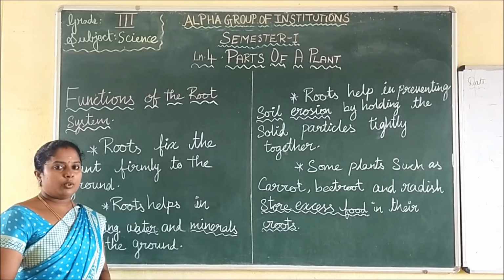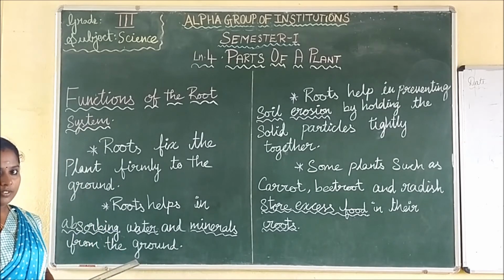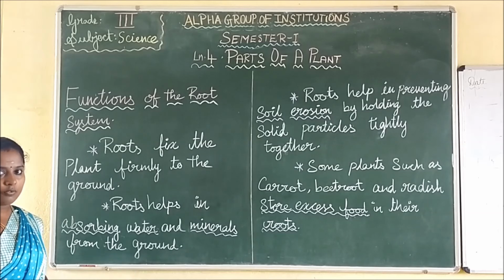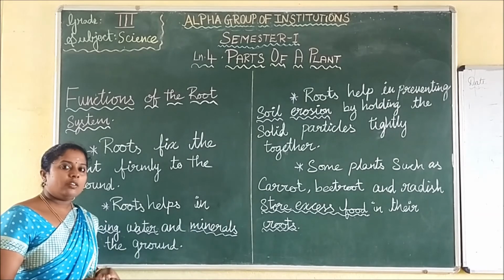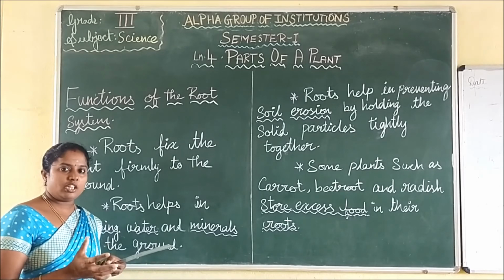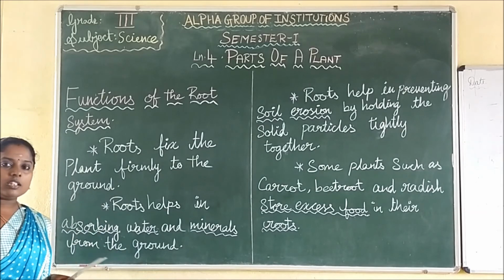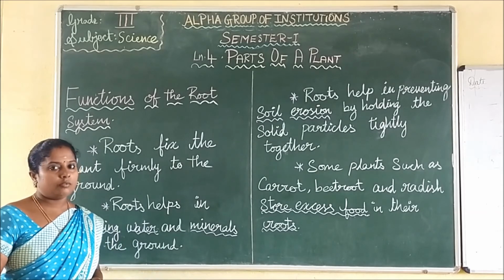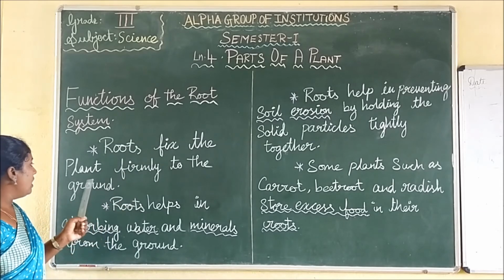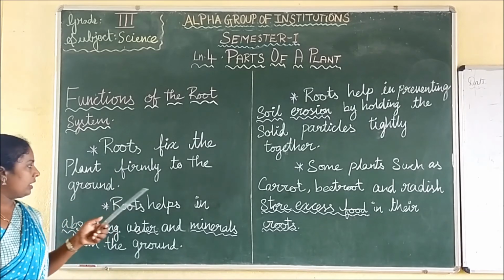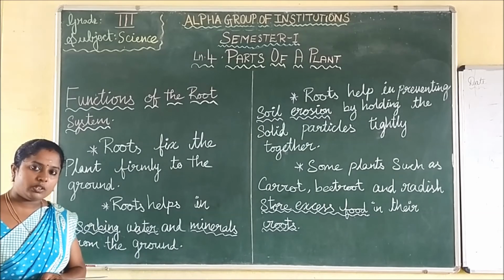Now we are going to see about the functions of the root system. Before, we discussed that the root system is of two types, taproot and fibrous roots, and we have differentiated and discussed about it. And now we see what functions the root system will do. So the roots fix the plant firmly to the ground.